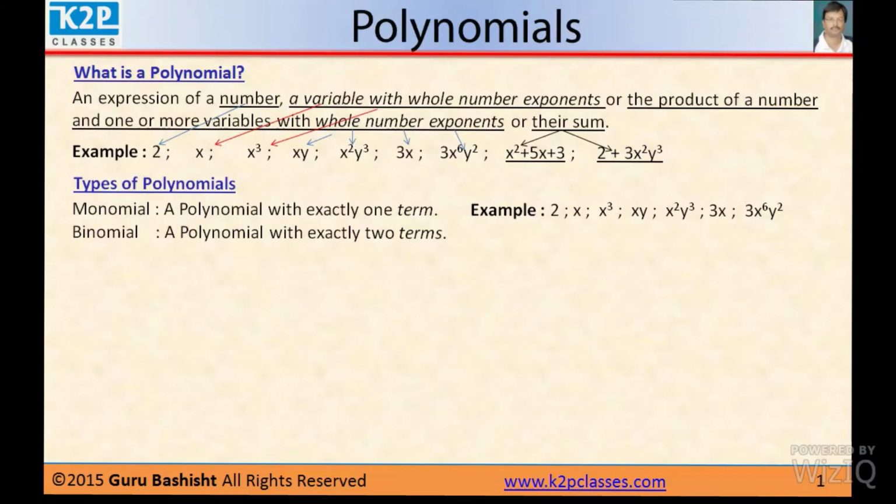Binomials. A polynomial with exactly two terms is called a binomial. Here: 2 plus x, x cube minus xy, x square y cube plus 3x. So if you see here, there is exactly one plus or minus in the expressions. These are binomials. Bi means 2, so it has exactly two terms. And what is a term? A term is any constant or variable, or with whole number exponent, or their product.